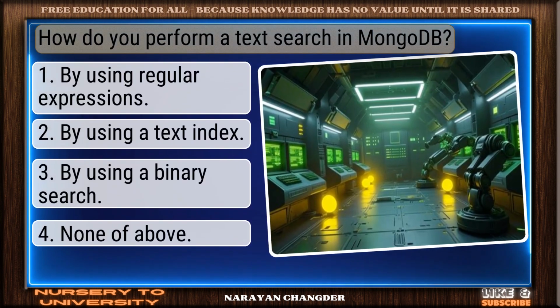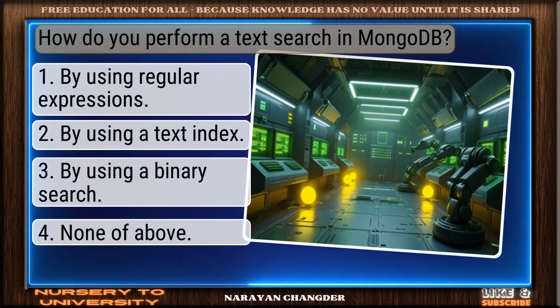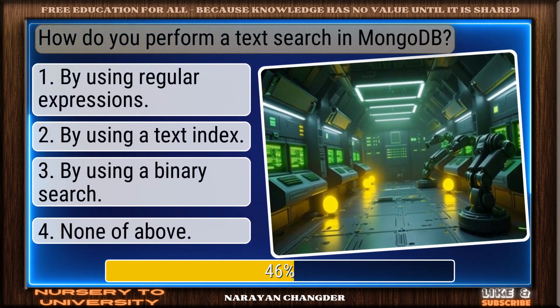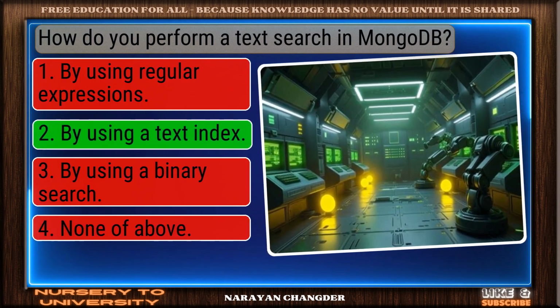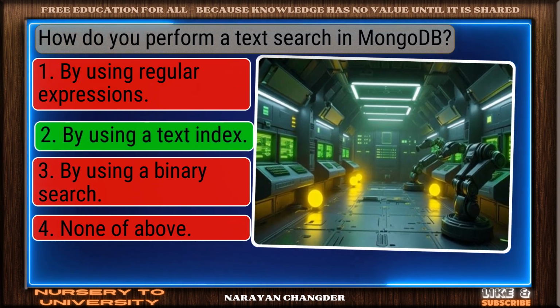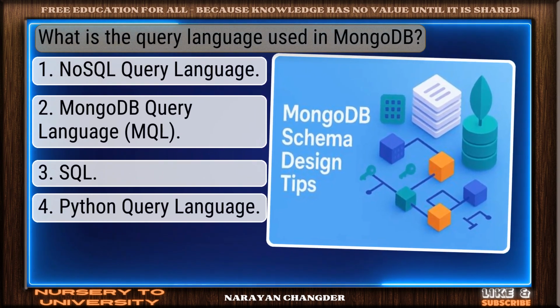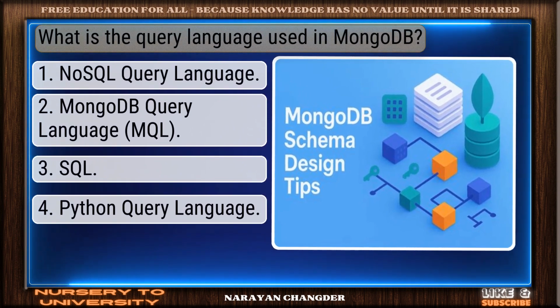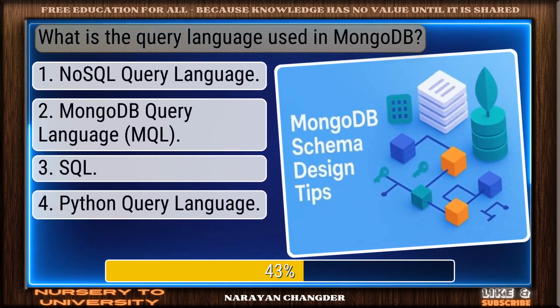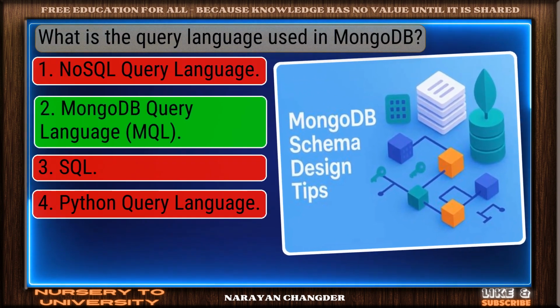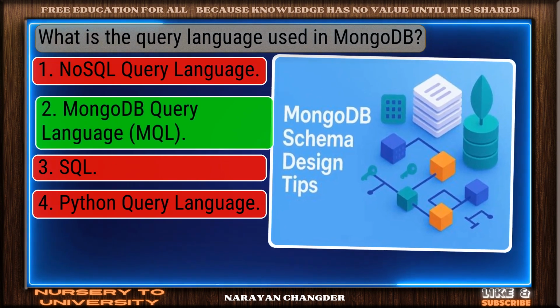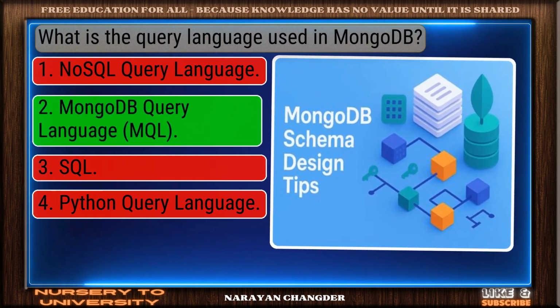Question number 15. How do you perform a text search in MongoDB? Great job. By using a text index is the accurate answer. Question number 16. What is the query language used in MongoDB? Strong choice. MongoDB query language is the right answer.